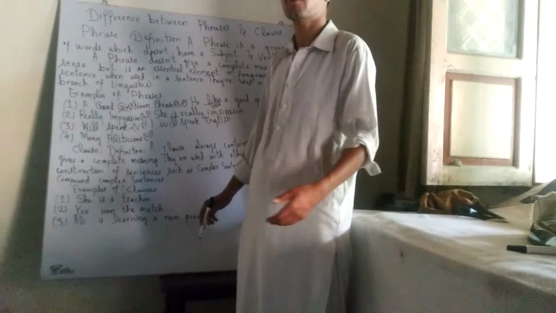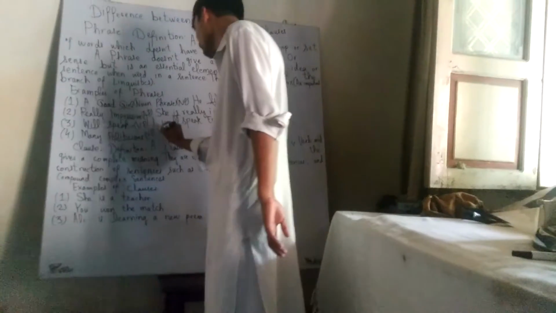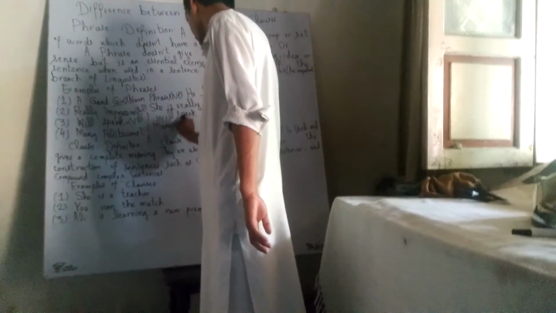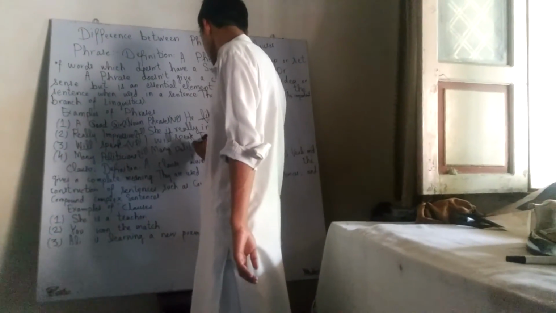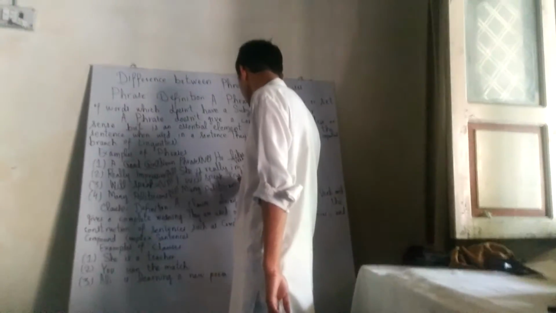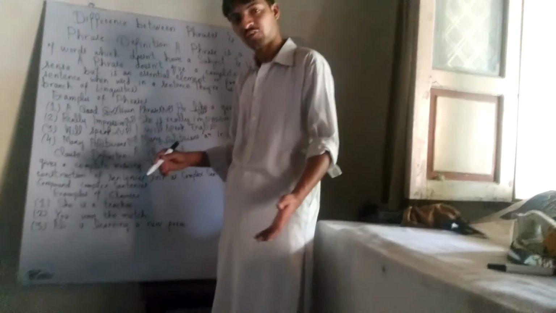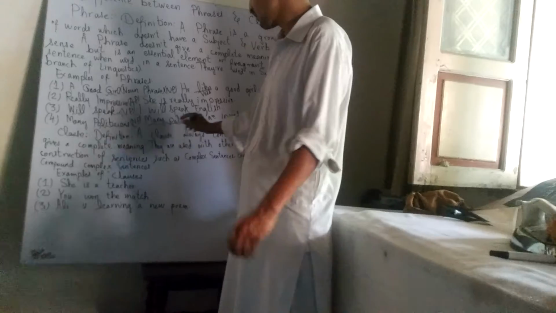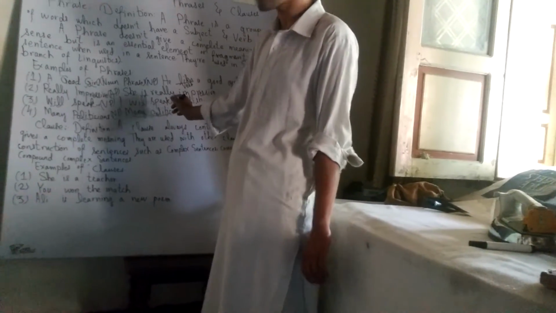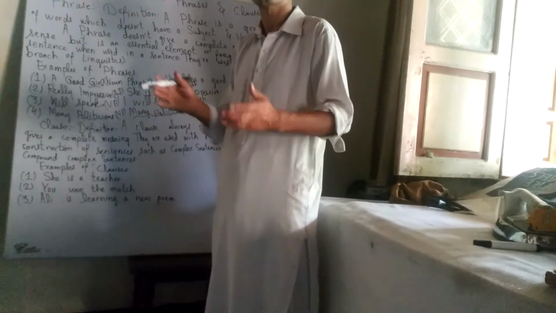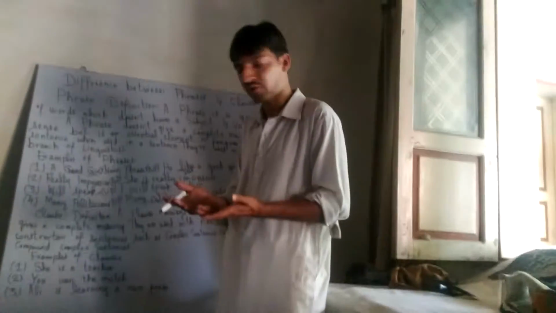Let's try to change the noun phrase into a sentence. Like, "Many politicians are involved in corruption." So, "many politicians" is actually a noun phrase because it contains a noun as a head, which is "politicians." So, politicians is a noun in this phrase. That is why it is behaving as a noun phrase.